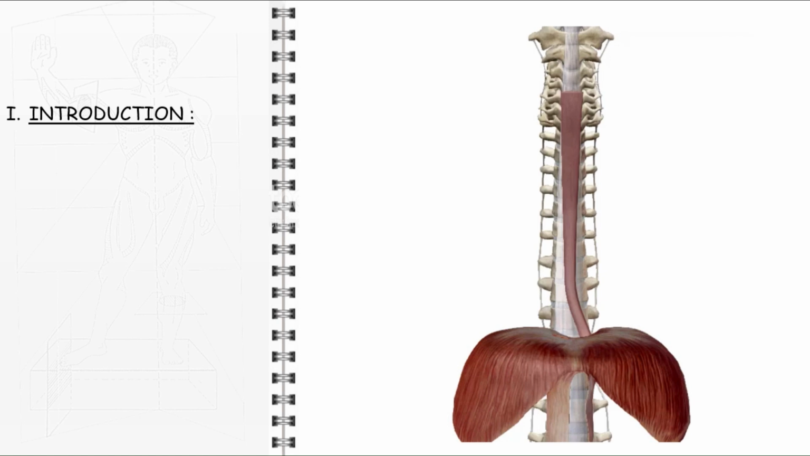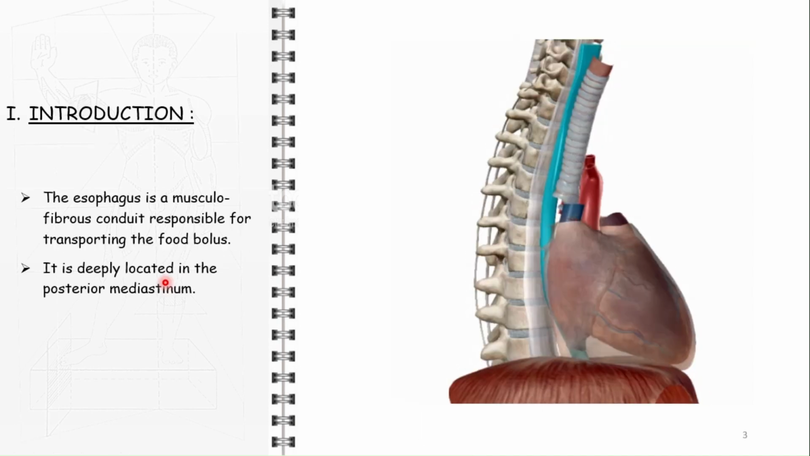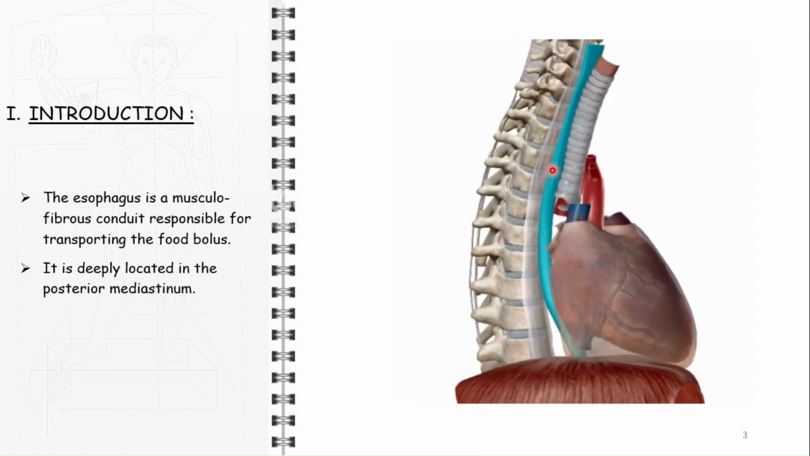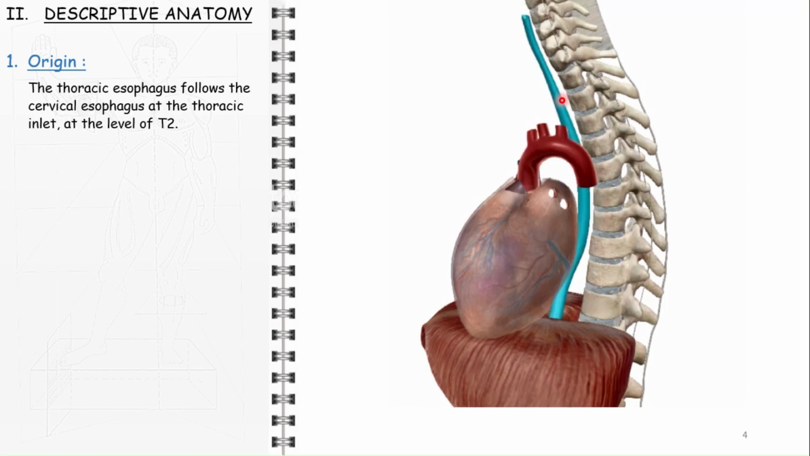The esophagus is a muscular fibrous conduit responsible for transporting the food bolus. It is located deeply in the posterior mediastinum. Let's start by detailing the descriptive anatomy of the thoracic esophagus. The thoracic esophagus follows the cervical esophagus at the thoracic inlet at the level of T2.